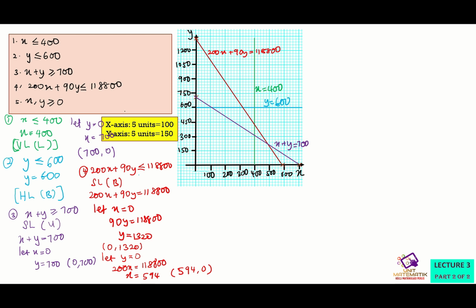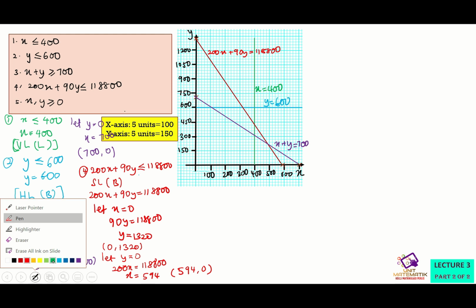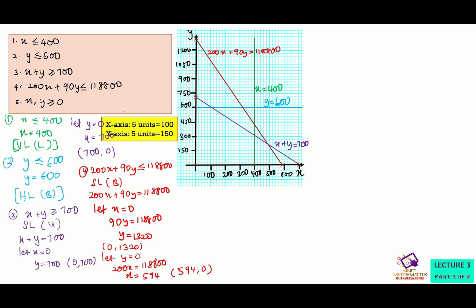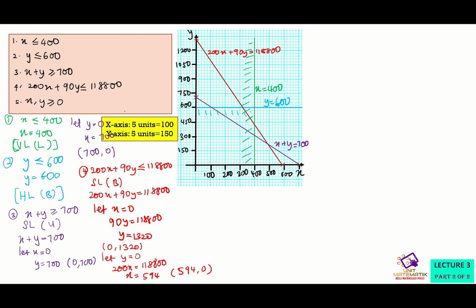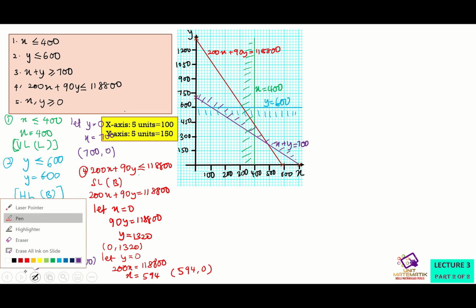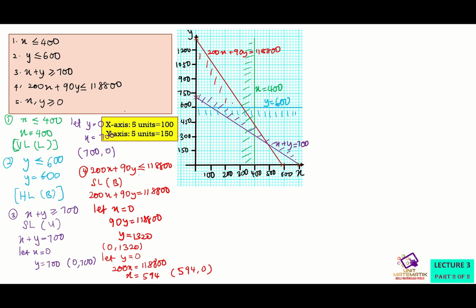Okay, so now let's determine the region. For the first inequality, the region would be on the left, so here is the region. And then the second inequality, the region is below, so here. And then for the third inequality, the region is upper, so it's here upper. Then the last inequality, the region is below, so it's here. Okay, and then we need to determine where the shaded part intersect each other. The shaded part intersect each other is here. Can you see it?